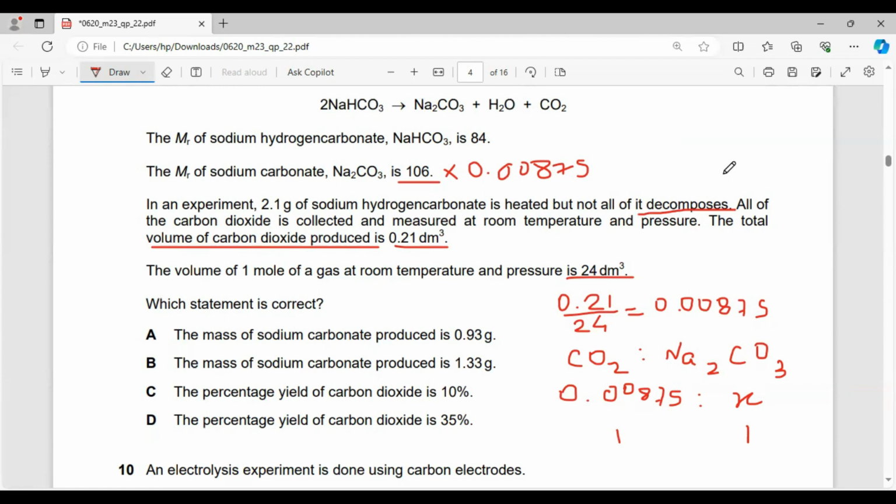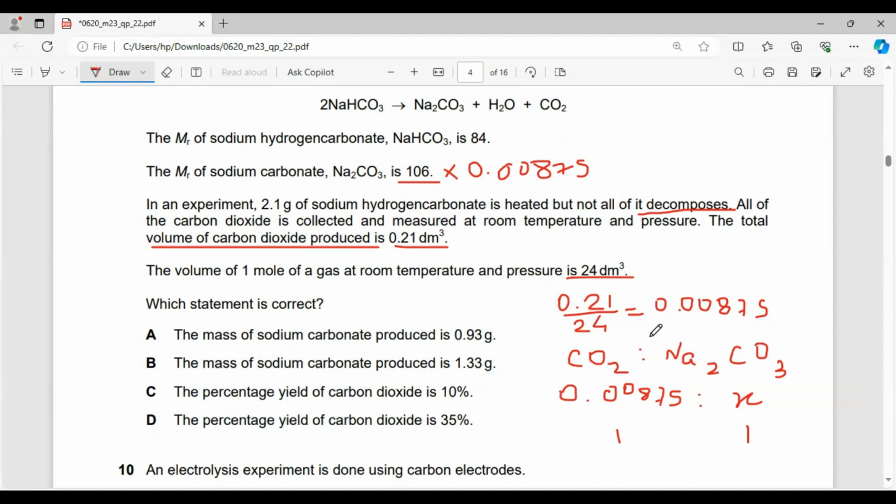So now we do not know how much of the 2.1 grams of sodium hydrogen carbonate has decomposed. But on the other hand, they have given the volume of carbon dioxide produced after decomposition. As we know the volume, and also the volume of a gas at room temperature and pressure, we can use the formula moles is equal to volume upon 24 to find the moles of carbon dioxide. So we have 0.21 upon 24. We get moles of carbon dioxide, which is 0.00875.